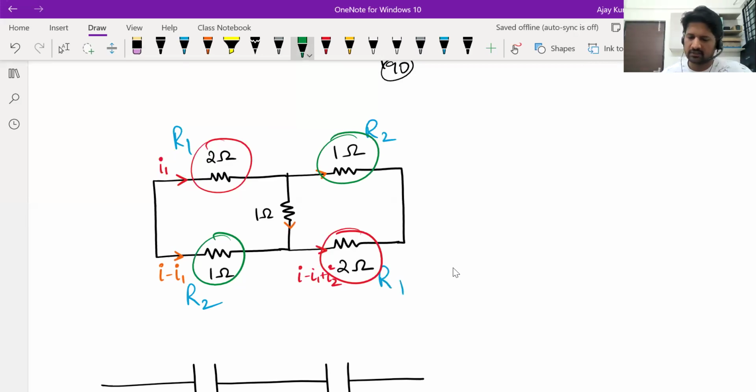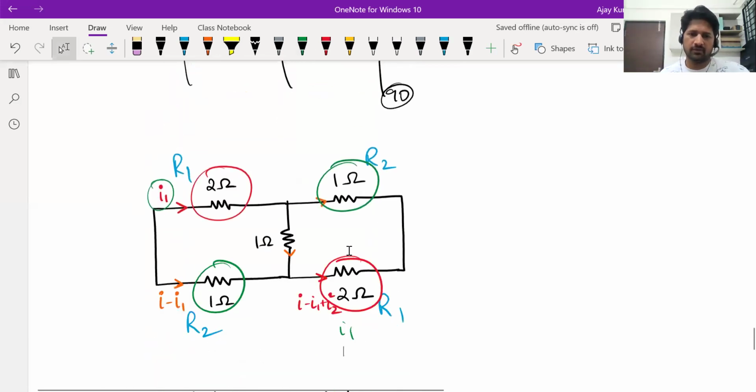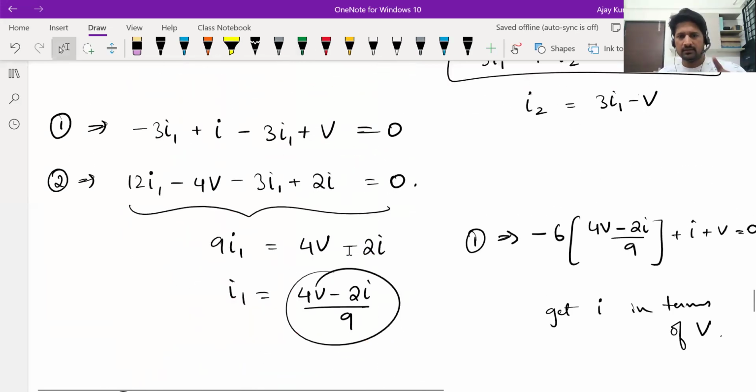Now, how is that a shortcut? It's a shortcut because if you are calling this current I1, you can call this also I1 while solving the problem. It will make you write equations faster and solve equations faster. But don't remember it. I mean, don't take it for granted. Okay. Solve this question thoroughly, get the value of I.